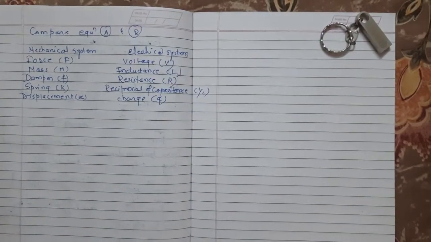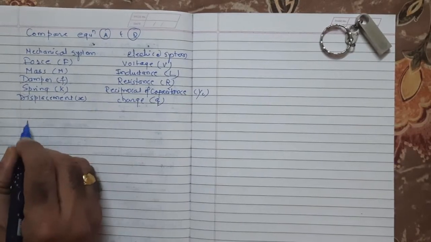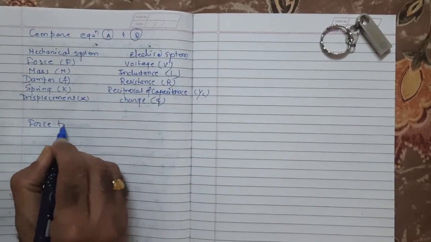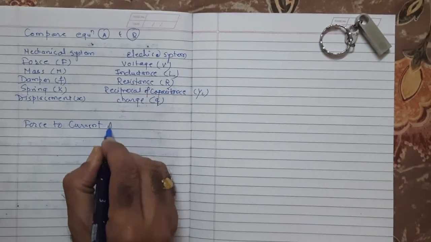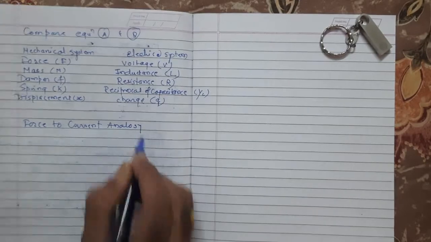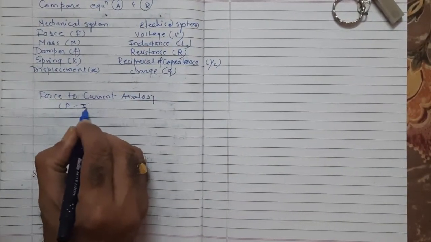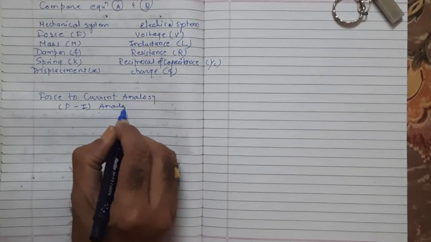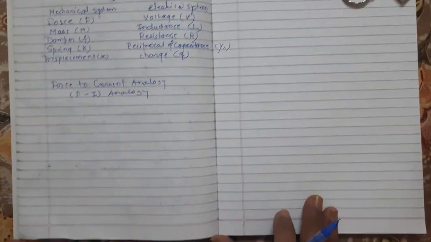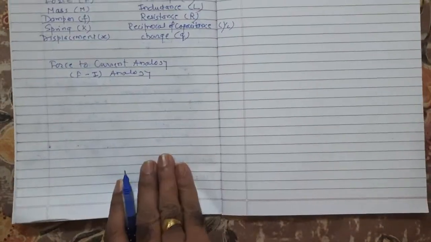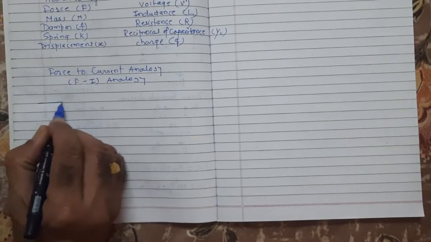Now we can have another analogy, that is the force to current analogy. It is also called the F2I analogy. Now again we will have the circuit, one for the mechanical and one for the electrical. In the mechanical, again we will consider the same circuit.